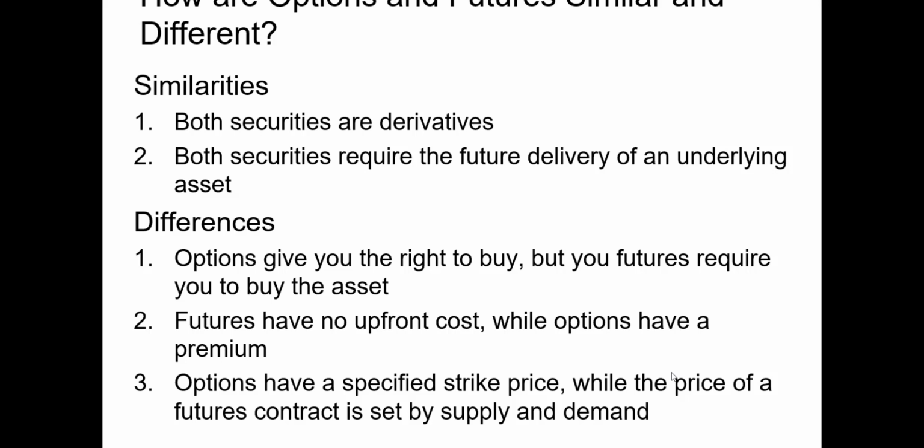However, unlike a call option, which gives you the right but not the responsibility to buy the underlying asset, taking the long position on a futures contract requires you to buy the underlying asset at a set price at a set time. Unlike a call option, which has an upfront premium, futures contracts do not have upfront costs. The only cost comes at settlement. Finally, an option can be written with a specific strike price, whereas the price of a futures contract is based solely on the supply and demand of the underlying asset.